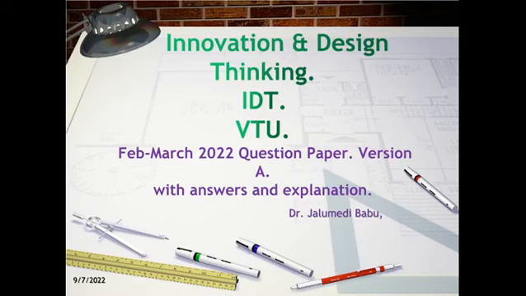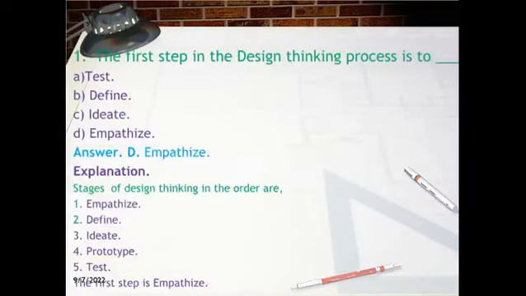By J. Babu. 1. The first step in the design thinking process is to: A. Test. B. Define. C. Ideate. D. Empathize. Answer: D. Empathize. Explanation: Stages of design thinking in order are 1. Empathize, 2. Define, 3. Ideate, 4. Prototype, 5. Test. The first step is empathize.